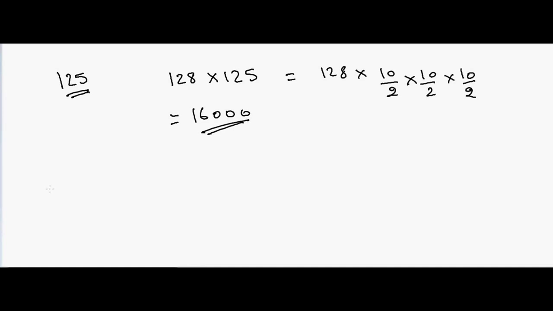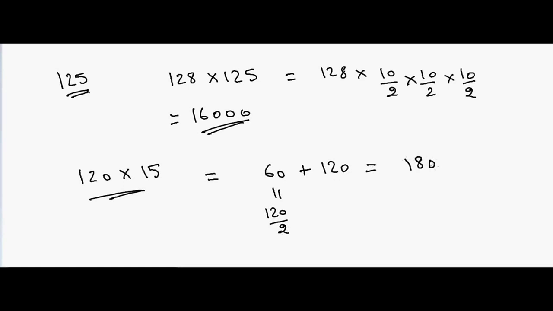Now let's do another thing. If we have to multiply 120 by 15, how will I do that? In that case, what I'll do is I'll take half of 120. Half of 120 is 60, and then I'll add that to 120. So this is equal to 120 plus 120 by 2. So here that will be equal to 180. Then I put one more zero. So that's my answer.